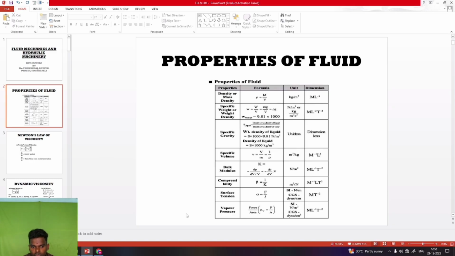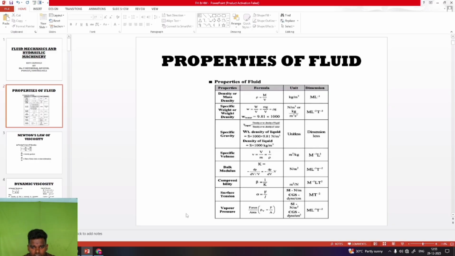The specific volume, small v is equal to capital V divided by M, which is the reciprocal of density, equal to 1 by rho. The unit is also reciprocal, meter cube per kilogram, and the dimension becomes M power -1 and L power 3.